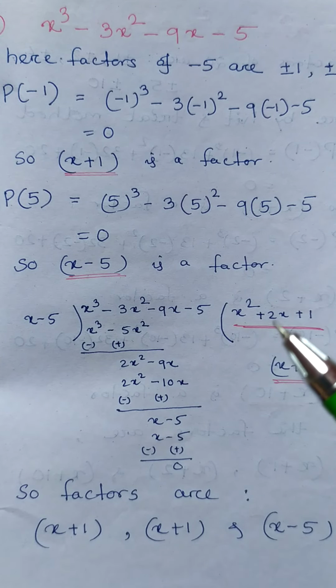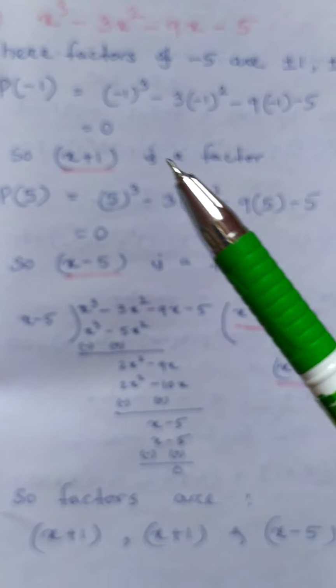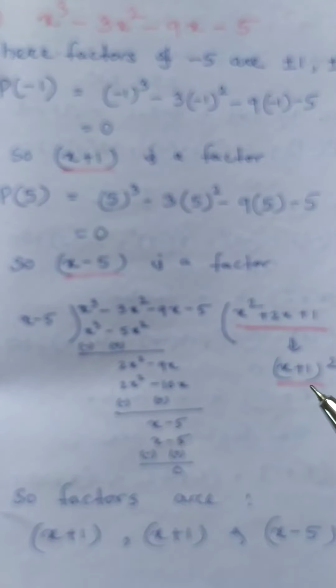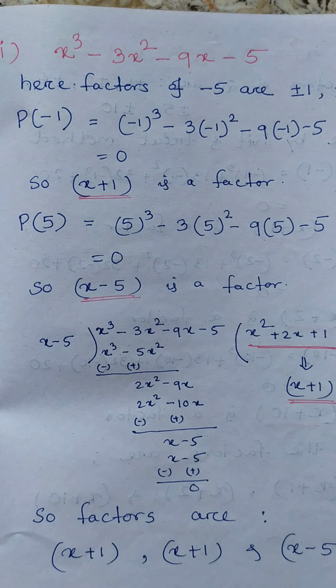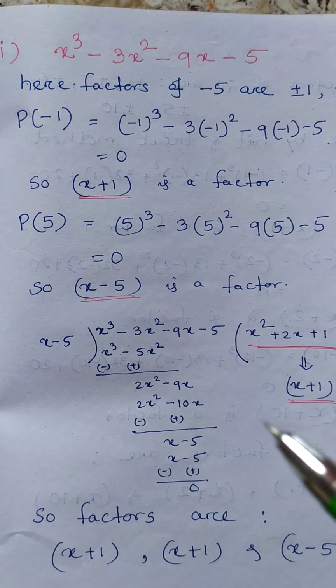We know that x square plus 2x plus 1 is x plus 1 whole square. So x plus 1, here we have already got x plus 1, but here we got x plus 1 whole square. That means this particular term is arising twice. So the factors are x plus 1 and x minus 5.